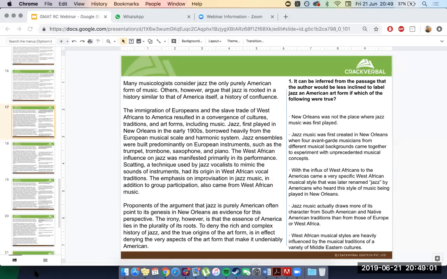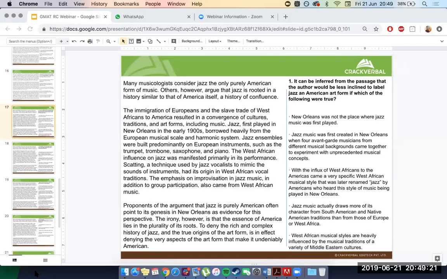So the first one says, it can be inferred from the passage that the author would be less inclined to label jazz an American art form if which of the following were true. Now, already, in the question, it's an inference-based question. This means that the answer to the question is not going to be contained in the question itself.